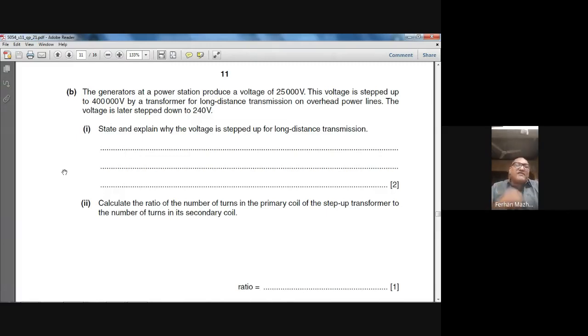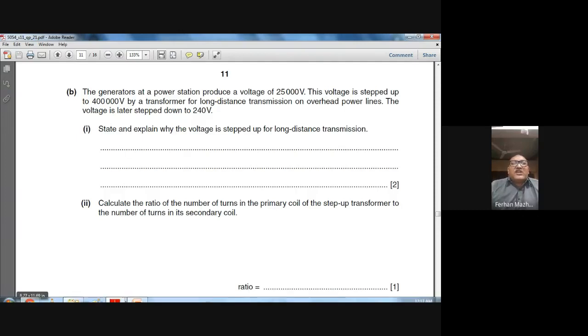A 2 mark question and a very, very famous question, that why we step up the voltage before sending it in the transmission lines. The reason is, when you increase the voltage with the help of the step up transformer, the amount of current decreases. And the power loss in the transmission lines is given by the formula P equals I squared R. So you see, when you reduce the amount of I, the power loss in the transmission lines decreases. So that's why we increase the voltage, so the current can decrease. And when the current decreases, the power loss in the transmission lines decreases.